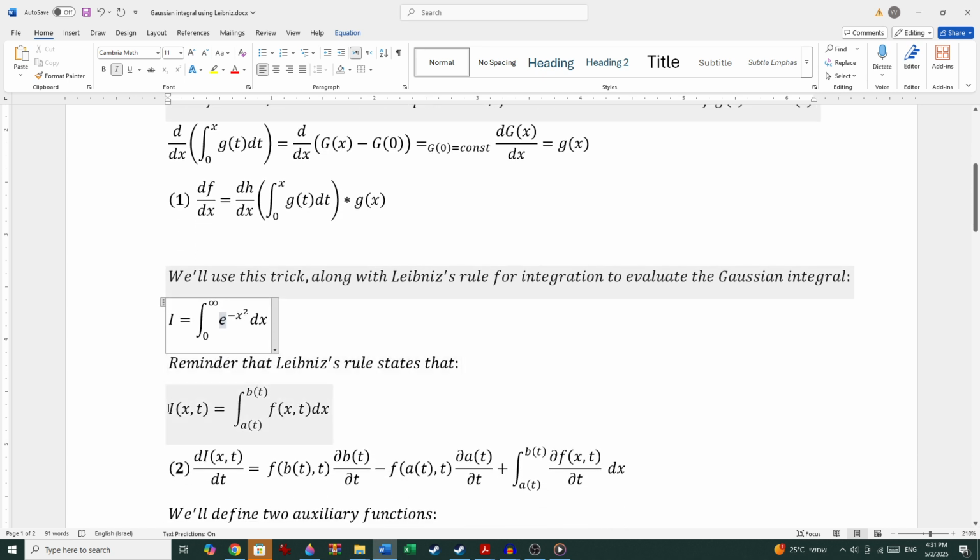So if we are given an integral of this kind, I of x and t is the integral from a of t to b of t of f of x and t dx, we can take the derivative with respect to t in the following form. Now this might seem a bit unfamiliar to you, and that is completely fine, because usually we don't really have variation of the upper and lower bounds, and in that case this whole part just goes to 0, and you will have it in this more familiar form, which you may know as Feynman's rule of integration. But of course Feynman did not invent it, he learnt it from some other calculus book.